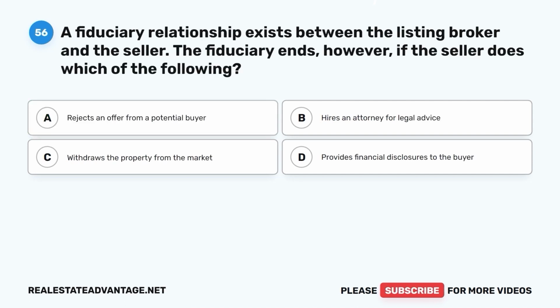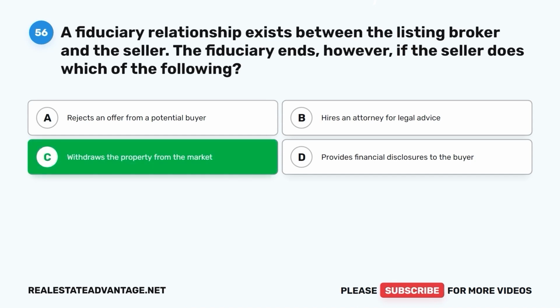Question 56. A fiduciary relationship exists between the listing broker and the seller. The fiduciary ends, however, if the seller does which of the following? A. Rejects an offer from a potential buyer. B. Hires an attorney for legal advice. C. Withdraws the property from the market. D. Provides financial disclosures to the buyer.